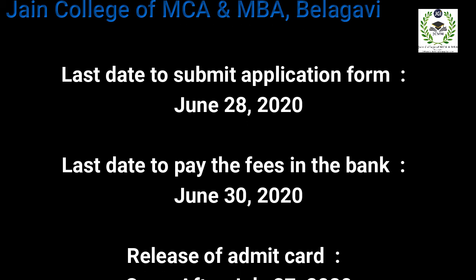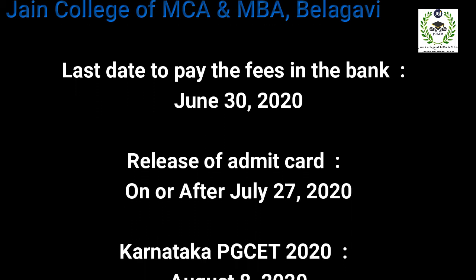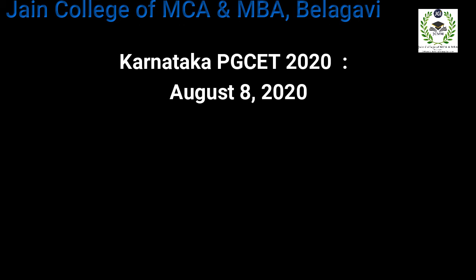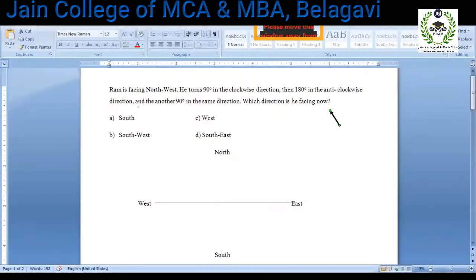So we'll be moving on today with one of the very important parts of attending the aptitude, that is the reasoning. So the question is, Ram is facing northwest, he turns 90 degrees in the clockwise direction, then 180 degrees in the anti-clockwise direction and another 90 degrees in the same direction. Which direction is Ram facing now?